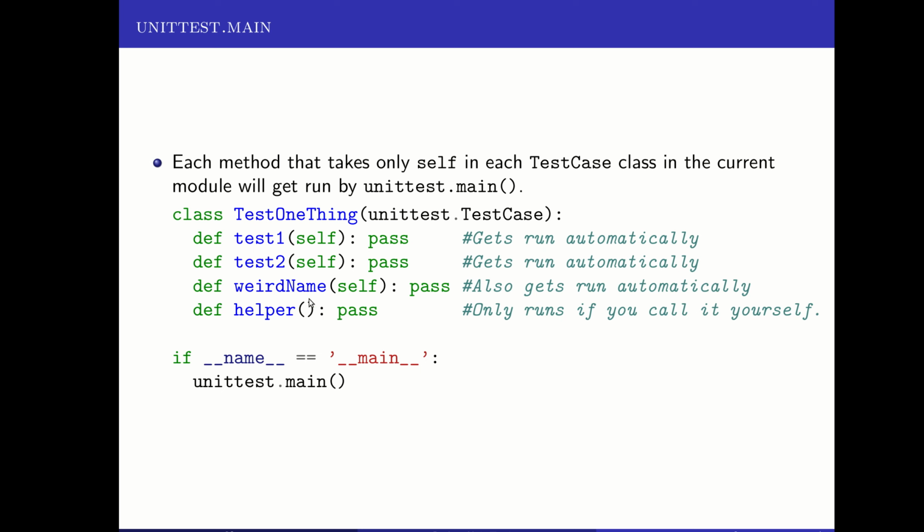If it took more than just self, it also would not get called as a part of the test case. So this is a way that you can write little helper functions that you can use inside of your tests, but that won't get called as test cases. And we don't have to do anything to register these test functions or anything like that. And as I said, no funny naming convention that's required for them either.